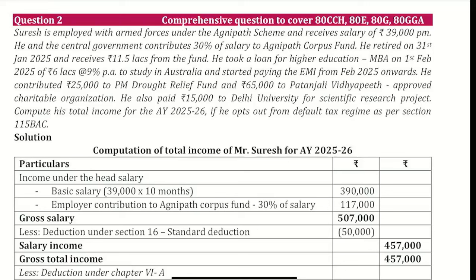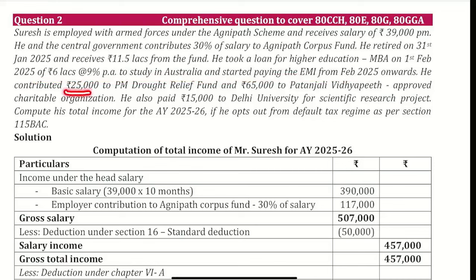He retired on 31st of January 2025. So it means that February and March salary he will not get. So we will compute everything for 10 months. Understood now? And receives 11.5 lakh from the fund. He took a loan for higher education, MBA, on 1st February for 6 lakh at 9% per annum for study in Australia and started paying EMI from February 25 onwards.